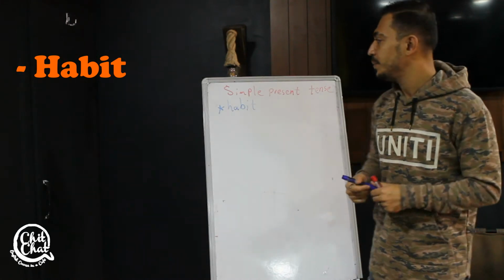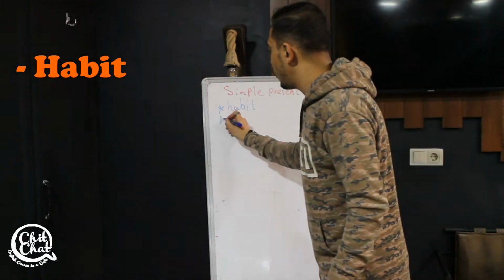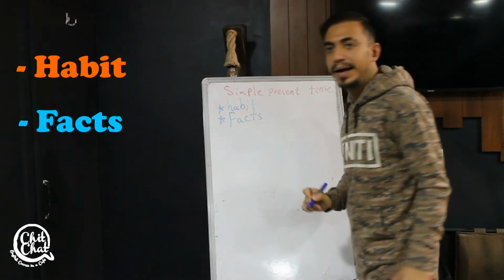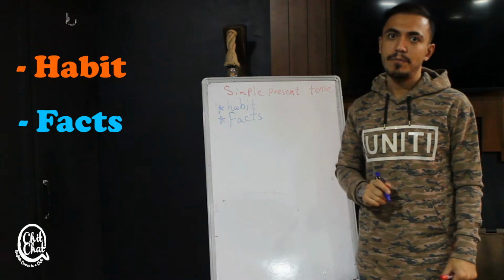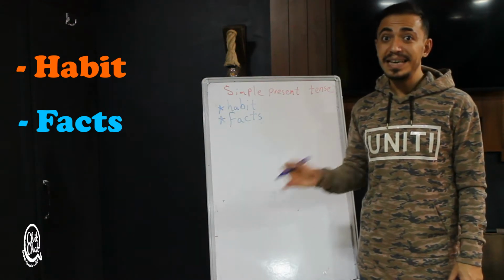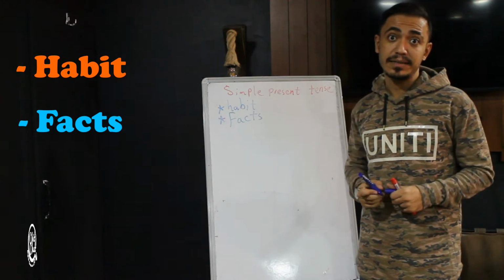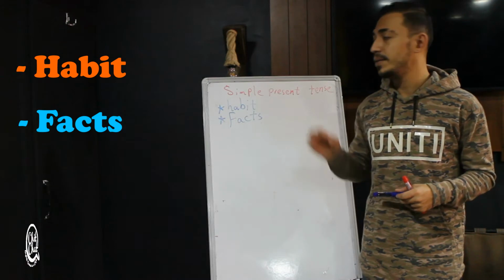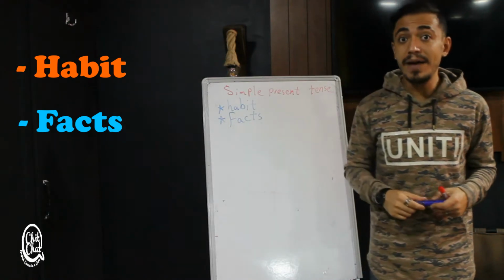This is number one. Number two, for all scientific facts, you should use simple present tense. What is a scientific fact? For example, the sun rises from the east. This is one scientific fact. Or water boils at 100 degrees centigrade. This is another scientific fact.